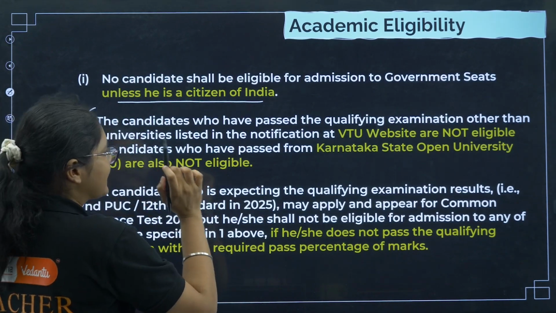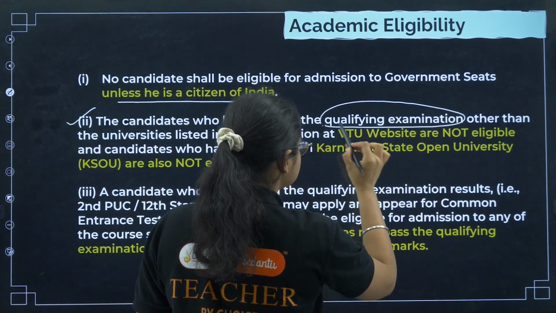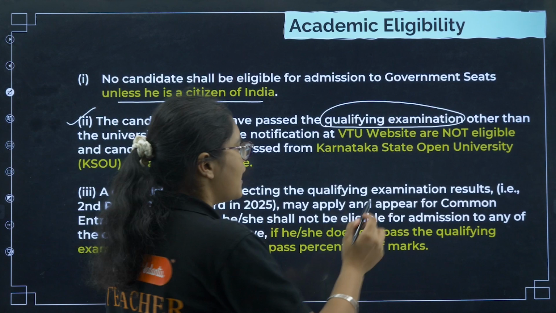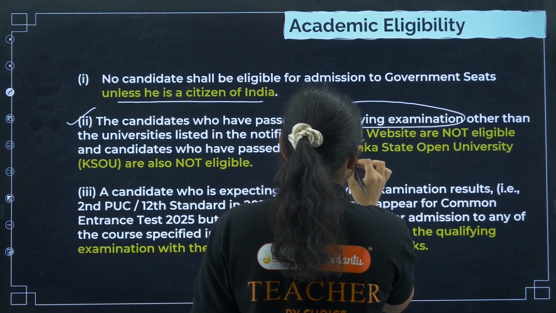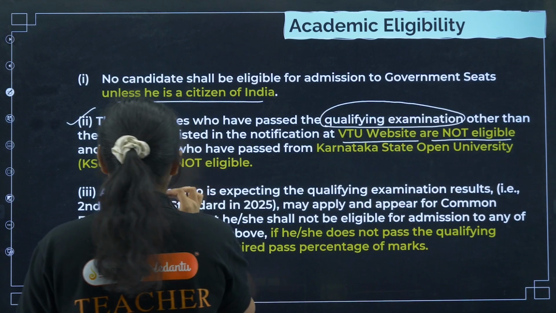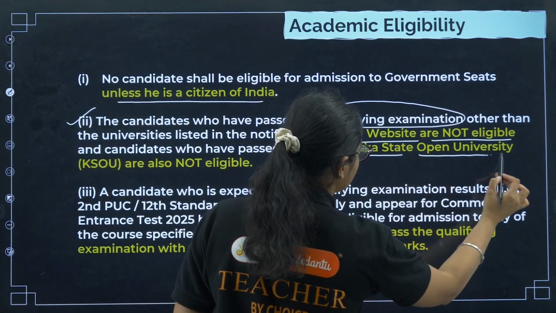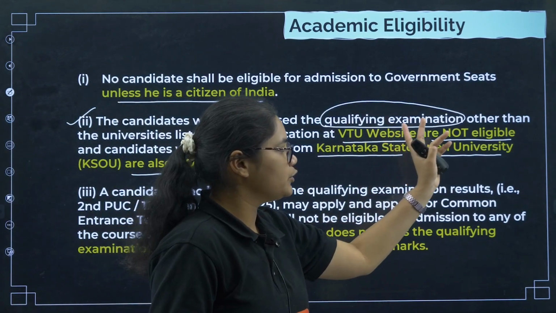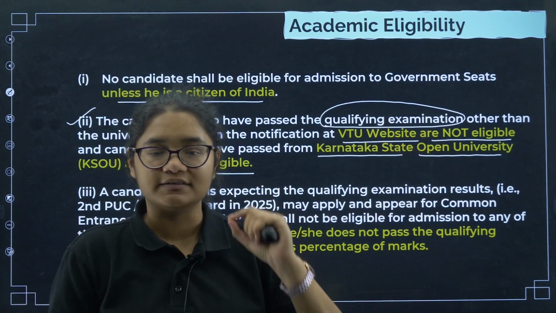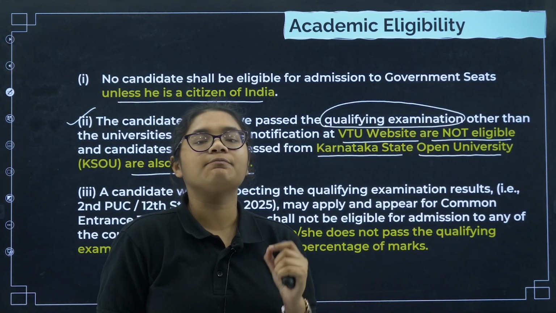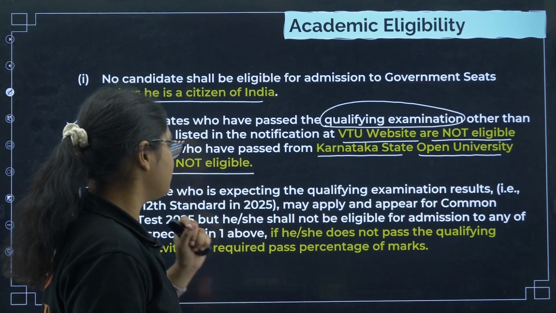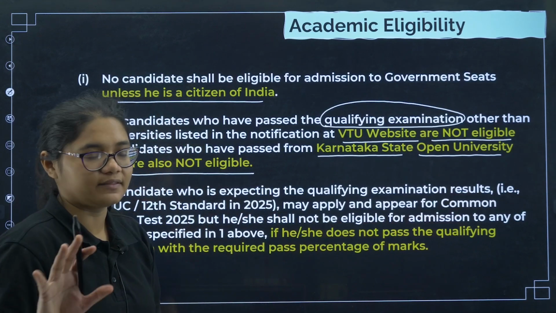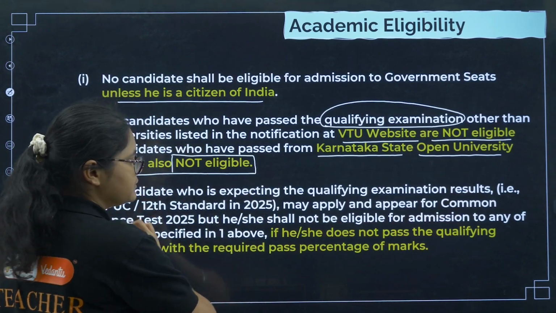Now this is important: the candidate who has passed the qualifying examination. We will see this word again and again in this video, and qualifying examination means your 12th examination. Candidates who have passed from universities other than those listed in the notification at the VTU website are not eligible, and candidates who have passed from Karnataka State Open University are also not eligible. Please see this, very important. You can check the VTU website, whichever universities and colleges are listed there. If you have passed 12th from there, then only you are eligible. And if you have taken an Open University course, that is Karnataka State Open University, I have seen someone asking in the comment section, then please remember you are not eligible for this exam.